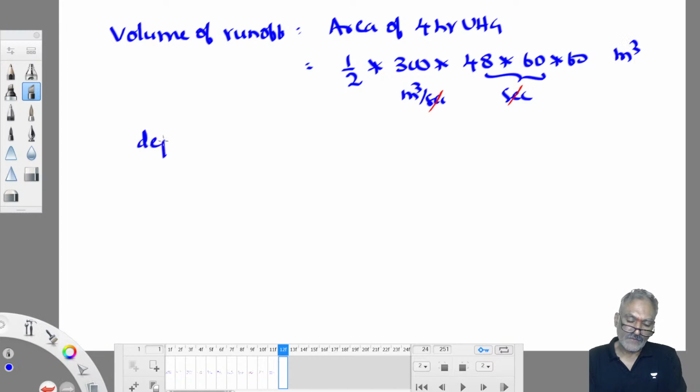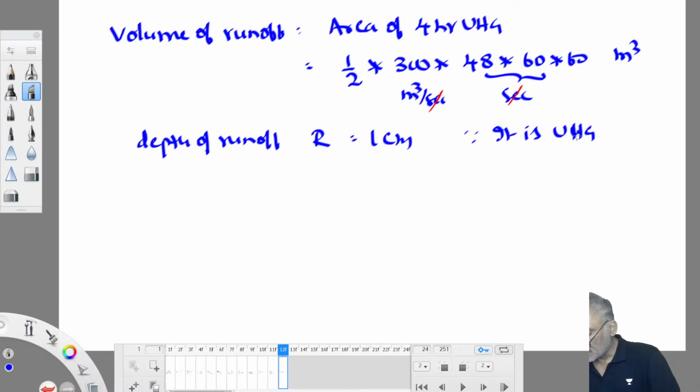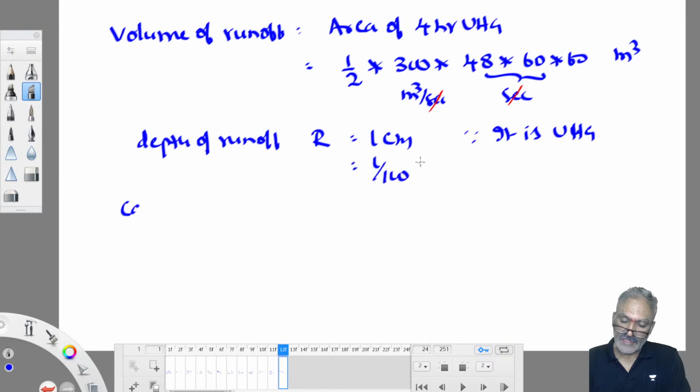And depth of runoff. Since we are taking the unit hydrograph as a reference, the depth of runoff R is always equal to 1 centimeter, because it is a unit hydrograph. If it is a direct runoff hydrograph, R may be more than 1 or less than 1. So exactly 1 centimeter means by default it is a unit hydrograph.